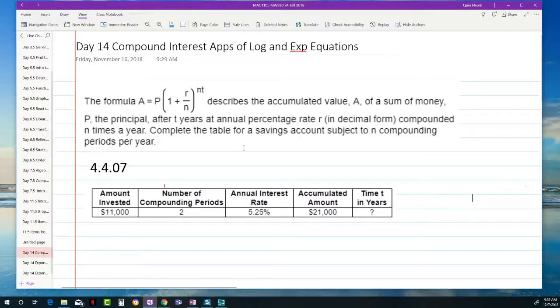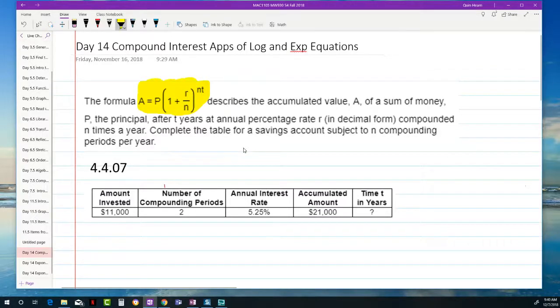The way that it works is we have the formula, which you can see here on the screen: A equals P times (1 plus r over n) to the nt. Let me see if I can highlight that. That would help if my pen were plugged in. Hold on just a second. There we go. All right, so this is A equals P times (1 plus r over n) to the nt.